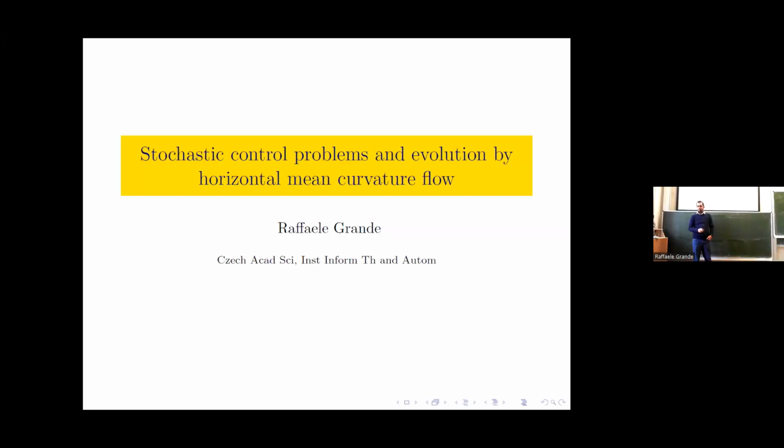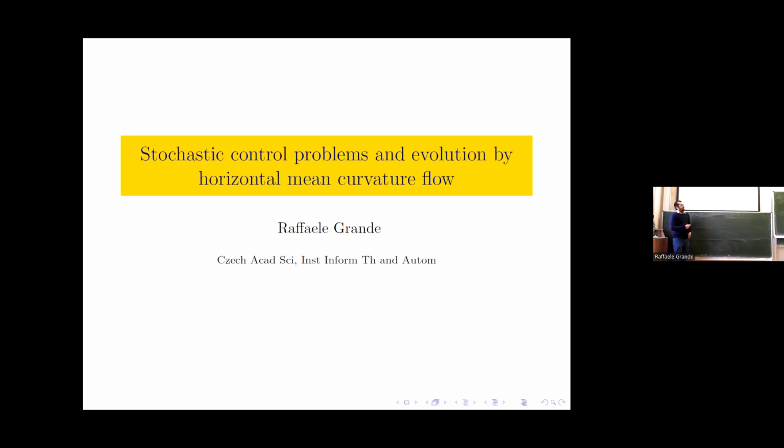We are happy to have Raffaele Grande as a speaker today. Raffaele got his PhD at the University of Cardiff, and then he was a research associate with the University of Cardiff and also Bristol University in the UK. Now he is with our institute, where he won a postdoc position last year. The abbreviation here is the Institute of Information Theory and Automation. He is an expert in curvature flow, and now he is also getting into calculus of variations, I would say, as a real Italian. Today he will speak about stochastic control problems in evolution by horizontal curvature flow.